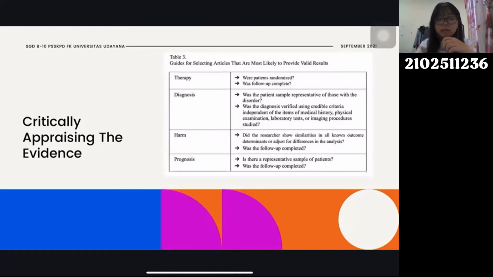This is table 3, which shows a guide for selecting articles that are most likely to provide valid results. Following are therapy, diagnosis, harm, and prognosis. Therapy. The example is, were patients randomized? And the second, diagnosis. The example is, was the patient sample representative of those with the disorder? And the third is harm. Did the researchers show similarities in all known outcome determinants or adjust for differences in the analysis? And the last is prognosis. Is there a representative sample of patients?